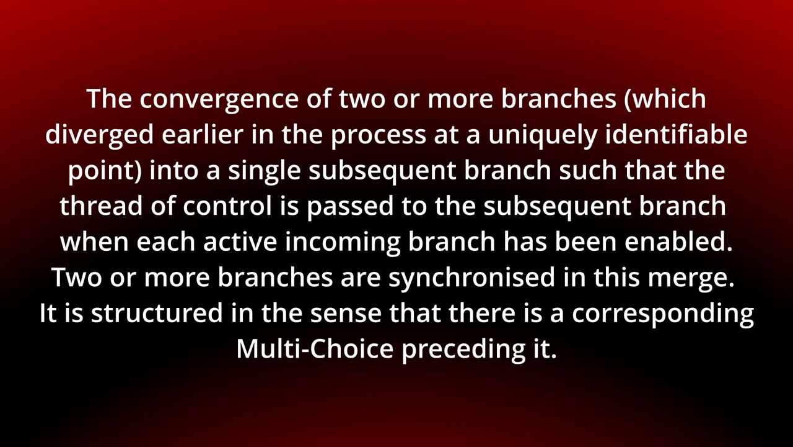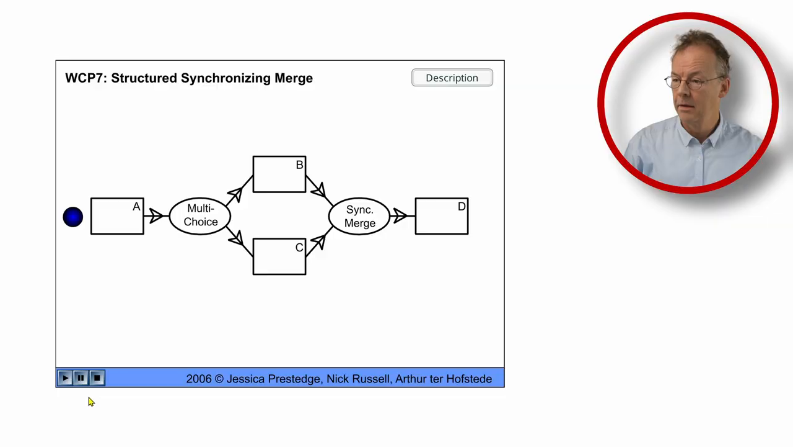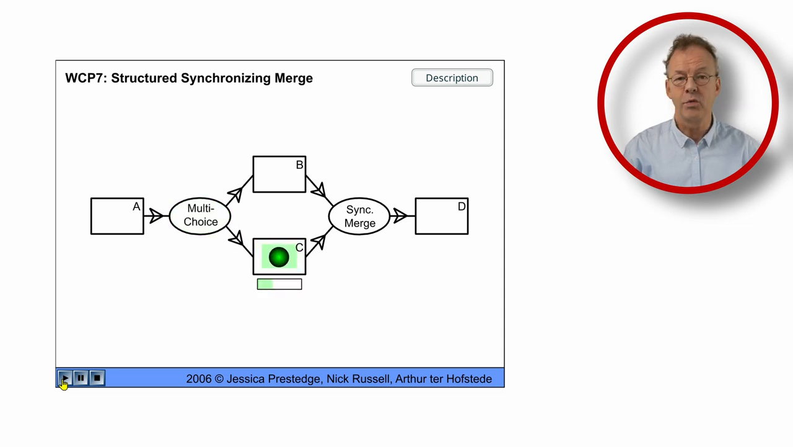You can see the behavior in the original flash animation. We start the animation, we first complete A, and then there is the multi-choice. B is chosen, completed and merged, and D is executed. In the next case, after completing A, we have the multi-choice, we choose C, the merge fires and D is executed.